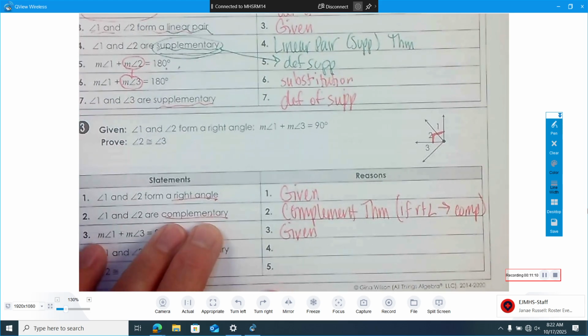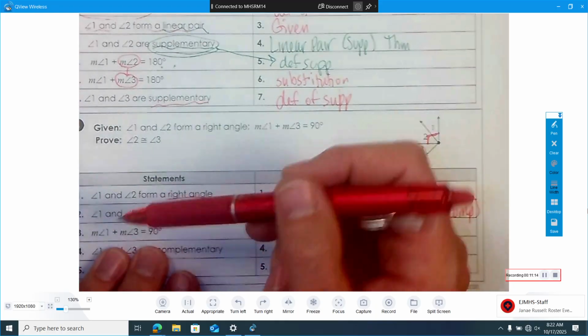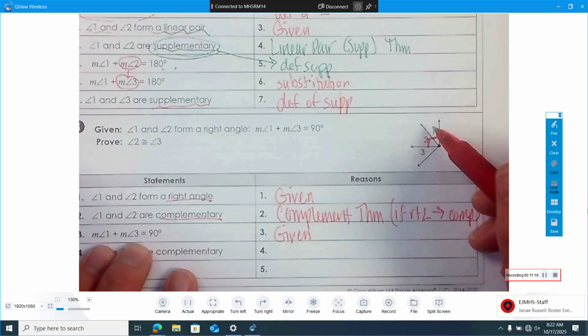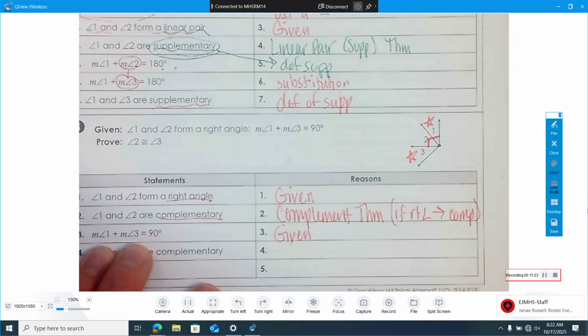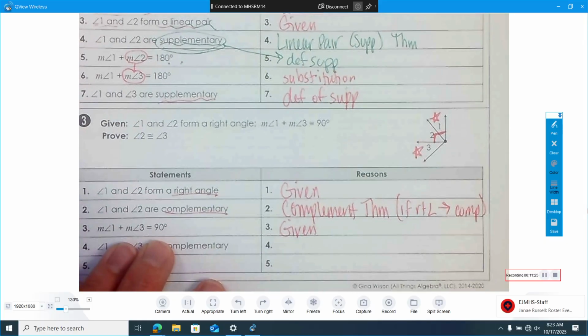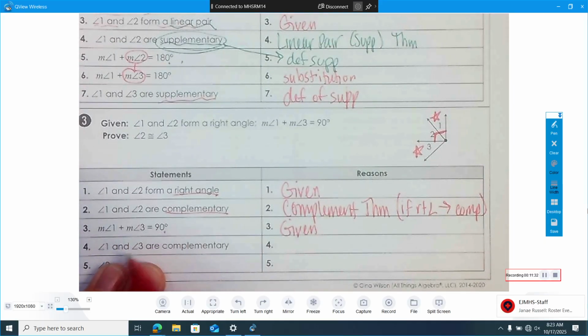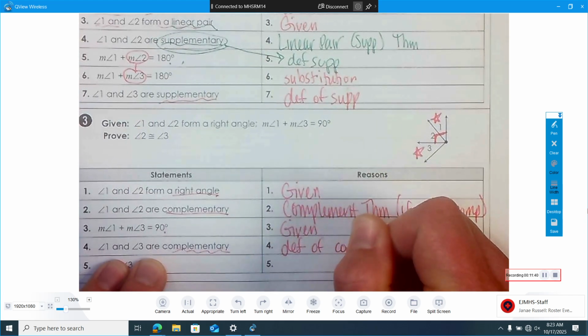Now, if they're complementary, let's see. Oh, we also know that the measure of angle 1 plus the measure of angle 3, these two starred angles, add to be 90 degrees. That was also given to us. So 1 and 3 equal 90 degrees. And how come I can say then that 1 and 3 are complementary? Definition of complementary.